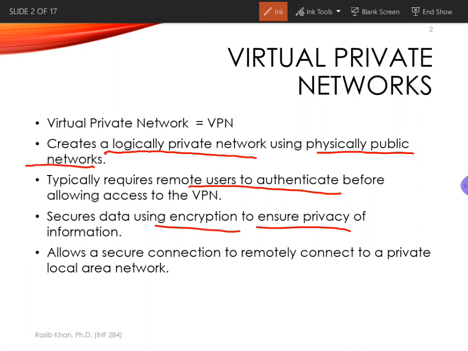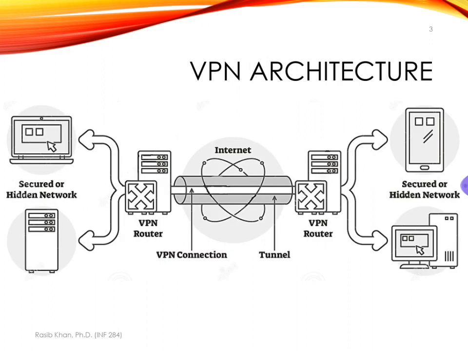So let's say someone from outside in the global network tries to access another remote network using this logically private network, that is the VPN. All traffic that is being exchanged between the host and the remote network will be encrypted. So eventually, this allows a secure connection between these remote parties to remotely connect to a local area network.